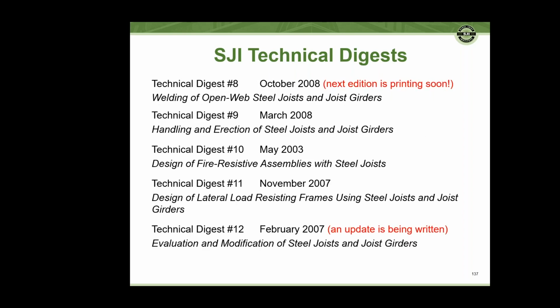Coming up this year is the Technical Digest number 8 on welding, which is heading to the printer and will be available soon. So that's just an update from the version that was last published in October of 2008. And then the next one that's in the process of being updated is Technical Digest number 12 for evaluation and modification of steel joists and joist girders.